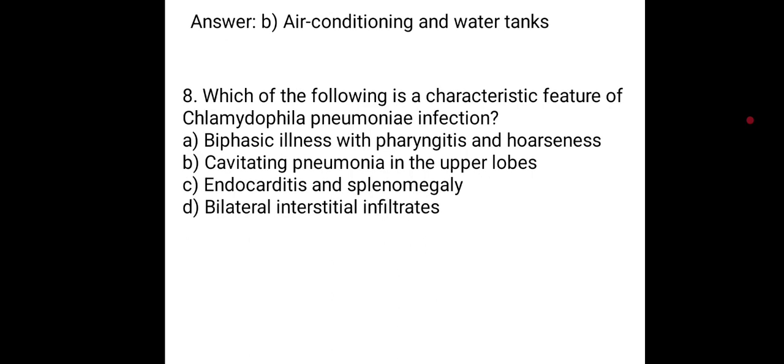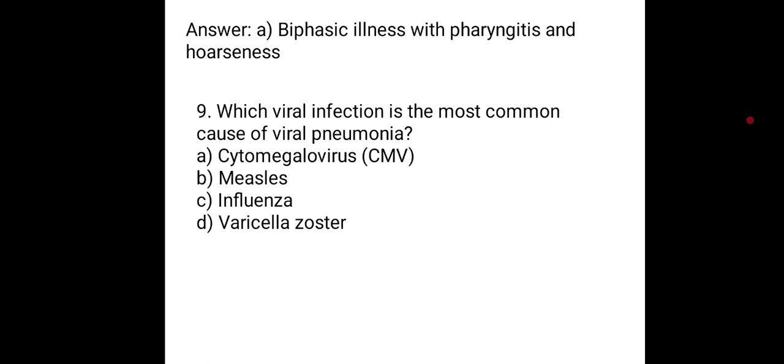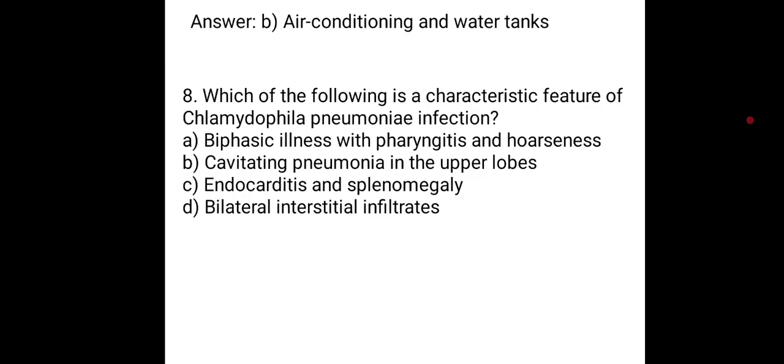Which of the following is the characteristic feature of Chlamydophila pneumoniae infection? A. Biphasic illness with pharyngitis and hoarseness. B. Cavitating pneumonia in upper lobes. C. Endocarditis and splenomegaly. D. Bilateral interstitial infiltrates. You are absolutely right. Biphasic illness with pharyngitis and hoarseness is the characteristic feature of Chlamydophila pneumoniae infection.